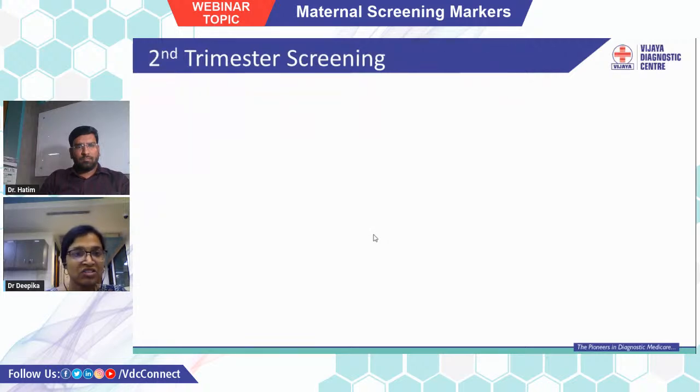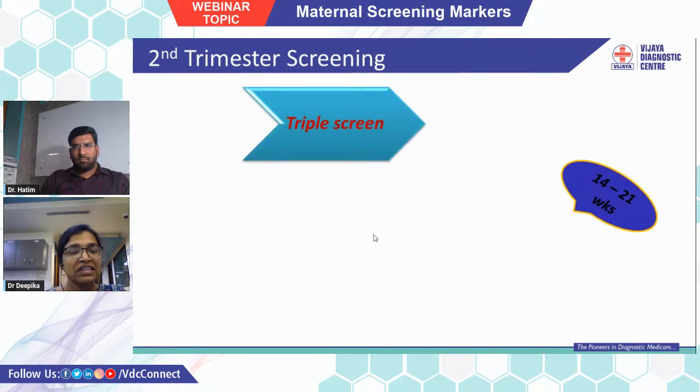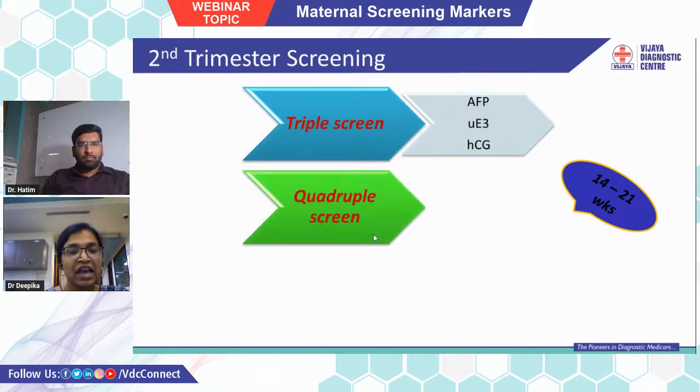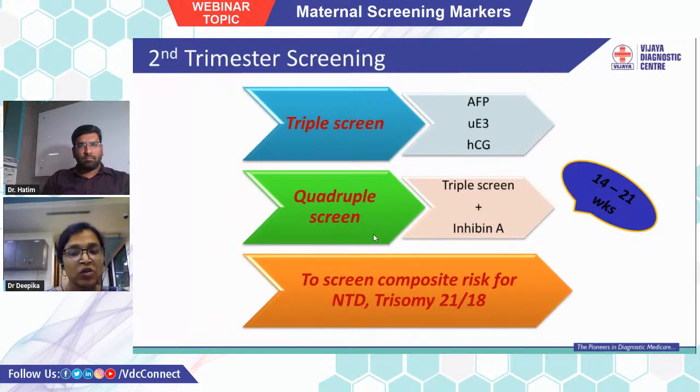Next, in the second trimester, this screening is usually done at 14 to 21 weeks of gestation. Here we have the triple screen, where the markers measured are alpha fetoprotein, unconjugated estriol, and human chorionic gonadotropin. And we have the quadruple screen. In addition to the triple screen markers, we have inhibin A. This second trimester screening is done to identify risk for neural tube defect as well as trisomy 21 or 18.